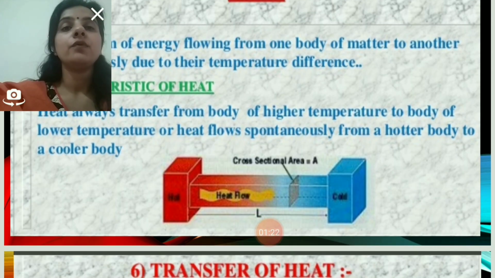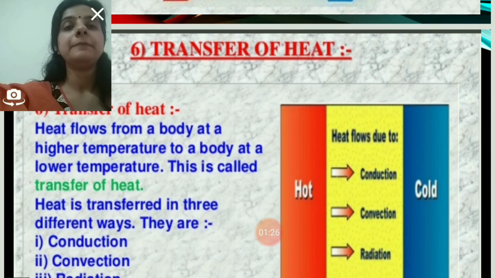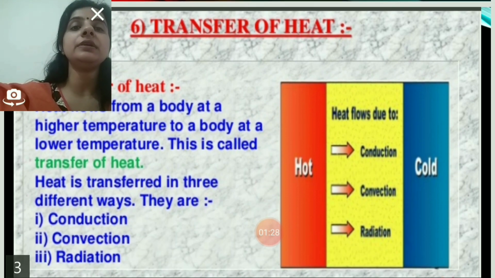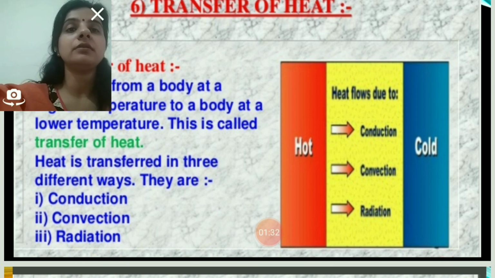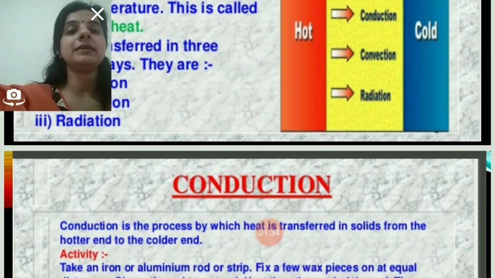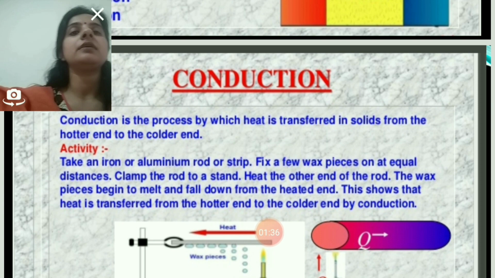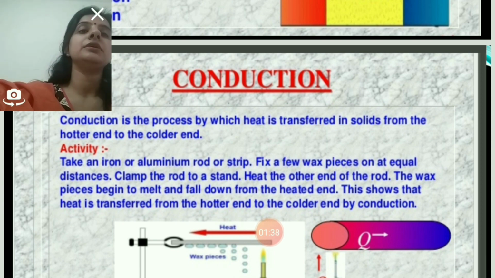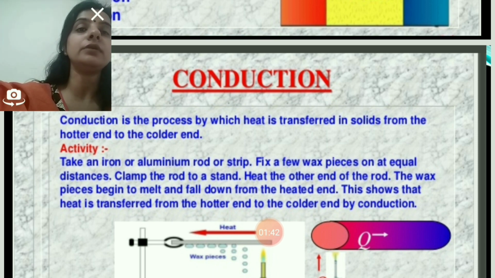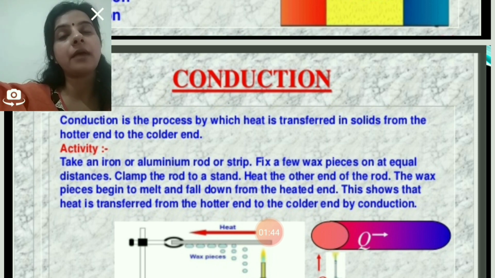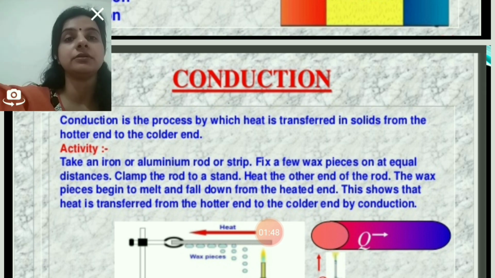So now we study the different modes of transfer of heat. Heat is transferred in three different ways. They are conduction, convection and radiation. Let's start with conduction. Conduction is the process by which heat is transferred in solids from the hotter end to the colder end. It means conduction happens only in solids, but the two objects should be at different temperatures.